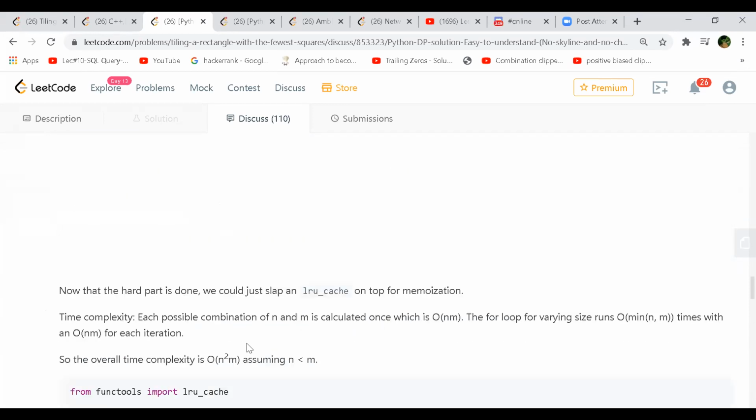Do they have an official solution? They don't have. Each possible combination is calculated once, then a for loop for varying sizes. So the overall time complexity comes to n square m. Okay, so almost n cube, right? How did they calculate the possible combinations?